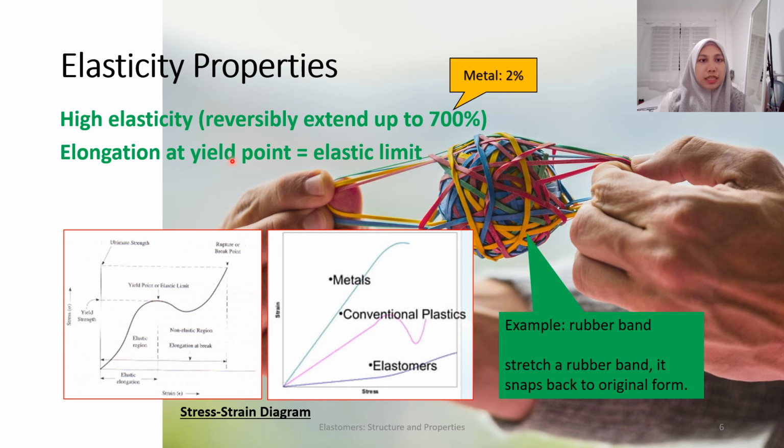In fact, elastomers can reversibly extend up to 700%, depending on the specific material compared to metal, which is only 2%. The cross linkage between the chains ensure that the elastomer returns to its original configuration when the stress is removed. A simple example is a rubber band. If you stretch a rubber band, it snaps back to its original form.